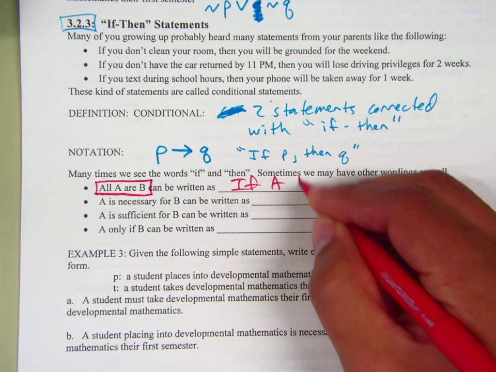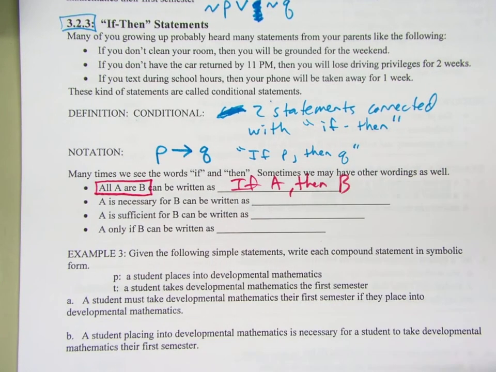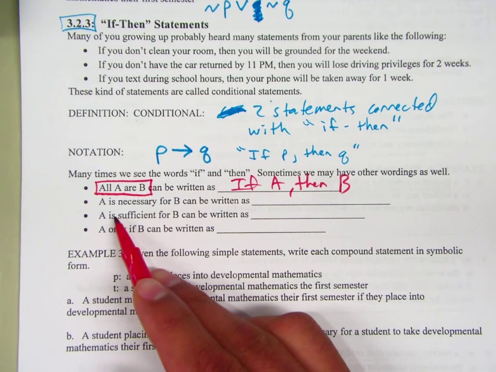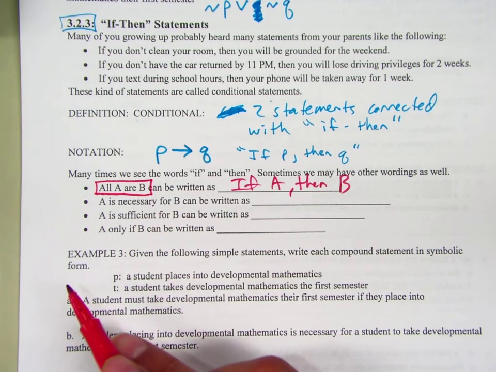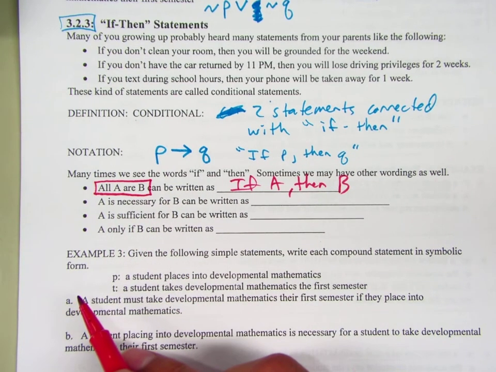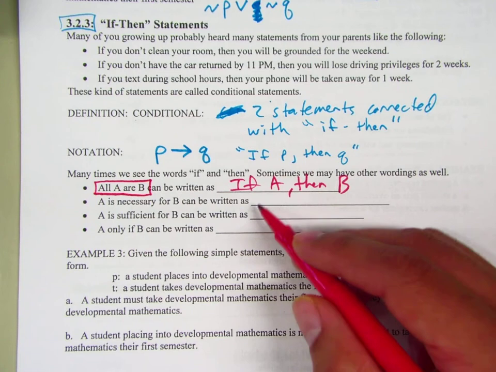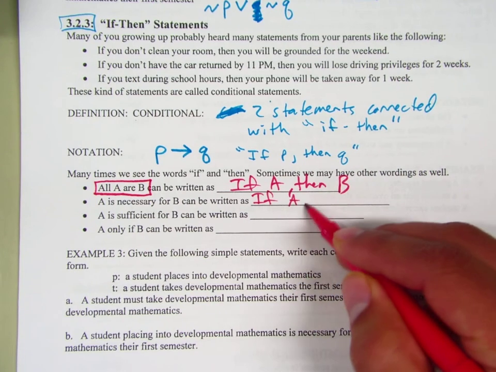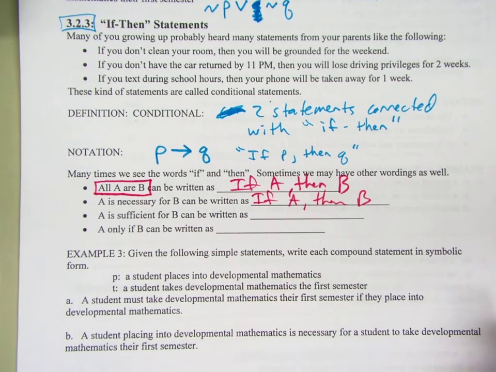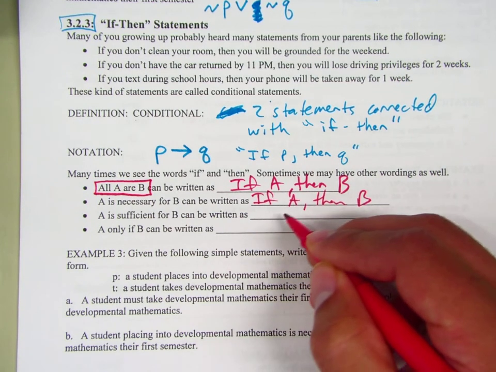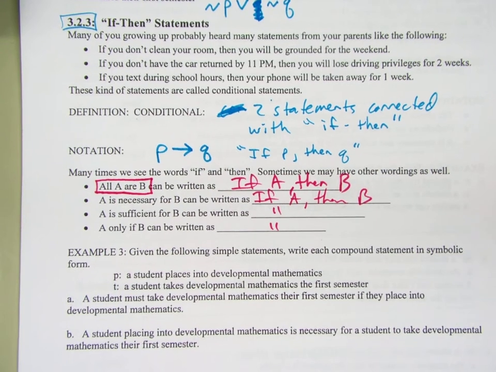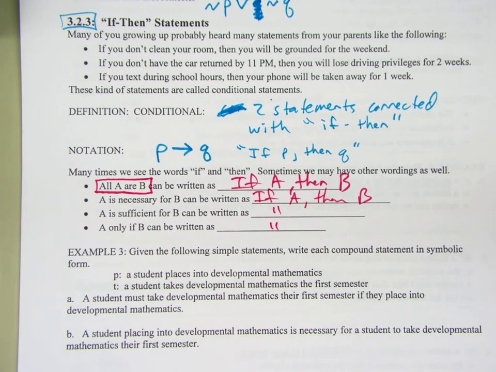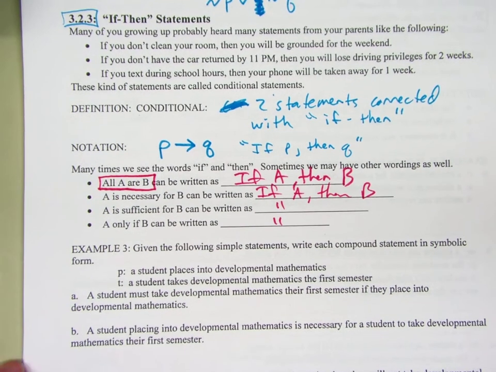Okay, if A, then B. A is necessary for B. Okay, same thing. Okay, all of these are just different ways of saying if blah blah blah, then you can do something else. Okay.